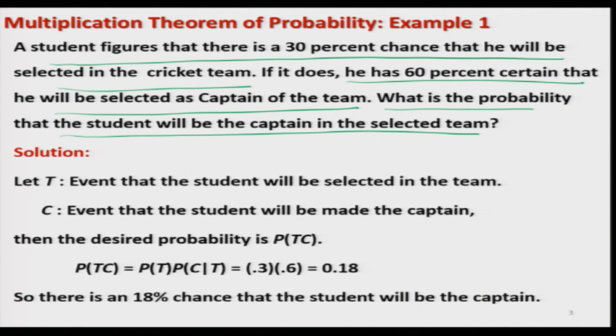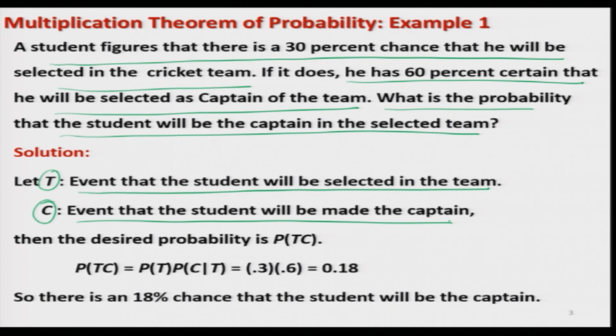Right. So, in order to solve this problem, let us define two events. One is capital T, which indicates the team, and another is C, which indicates the captain. So, let T be the event that the student will be selected in the team, and C be the event that the student will be made the captain. Now, what do you want? You want that the student is selected in the team and the student is made the captain. So, in this case we are interested in the probability of T intersection C. Right. So, now how to obtain it?